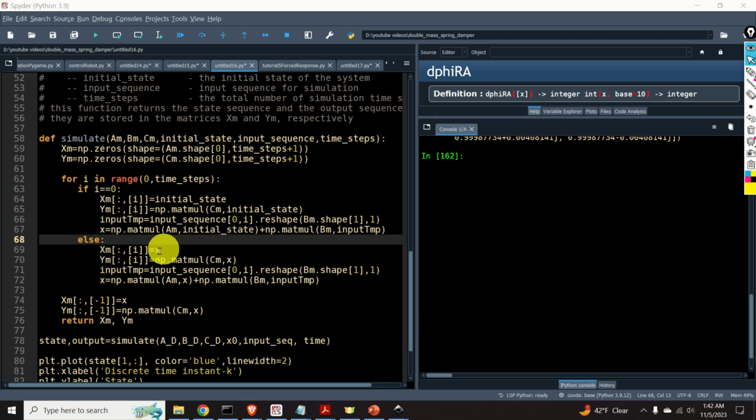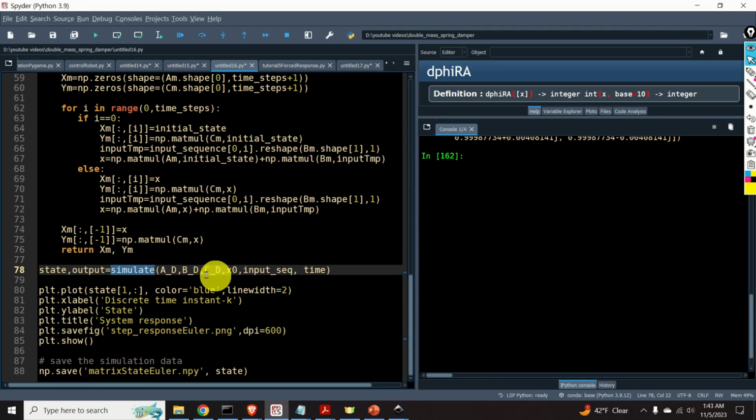For example, over here you can see how I multiply AM times x plus BM times u, and then I compute x, then I recursively do that over and over in time, and finally I return the xm and ym matrices, and keep in mind that xm and ym matrices are filled column-wise as this iteration is running. And that's it. Over here, I call the function, I specify the input matrices, the initial state, the input sequence and time, and finally I plot the results. So let's do that. Let's see the results.